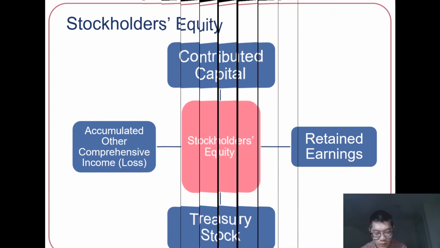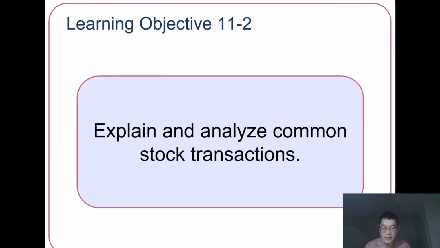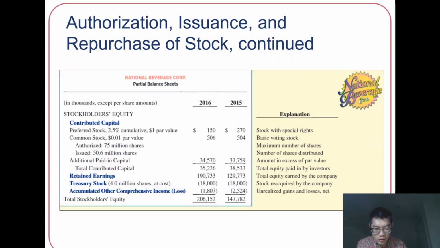All right. Okay, so now let's talk about the common stock transactions and how we record those things in the accounting system. Okay, so here is the partial balance sheet, and focus on the stockholders' equity section. When we prepare a balance sheet, we have a lot of detailed items to fill in, and for stockholders' equity, this section specifically, we're going to follow this order.